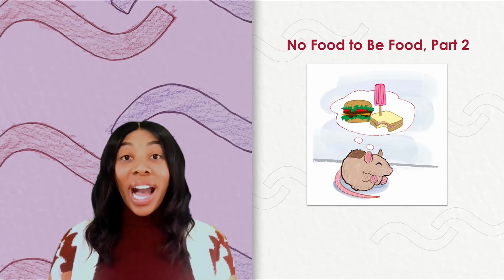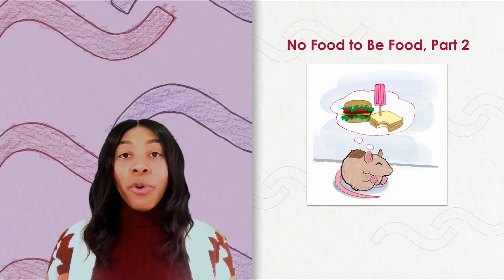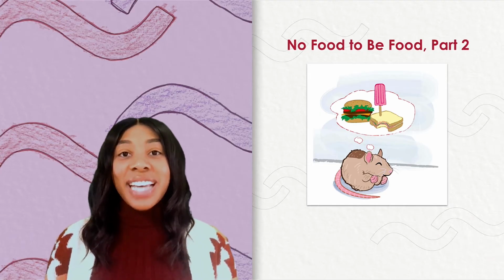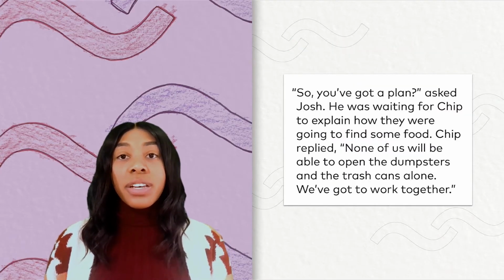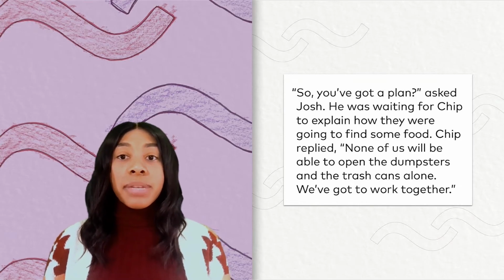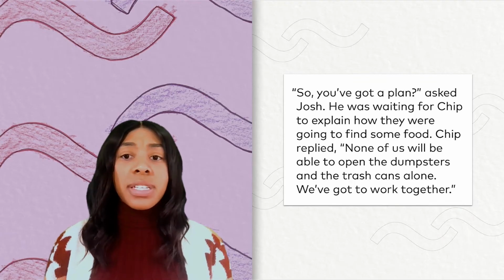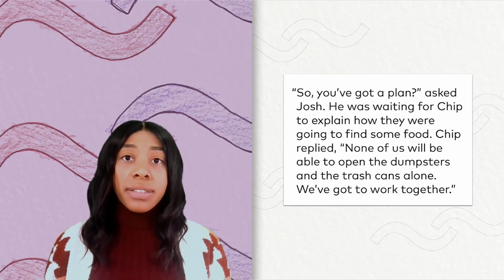Fluency. Now I am going to read a part from No Food to Be Found, Part 2. Listen carefully to how I read it. So you've got a plan, asked Josh. He was waiting for Chip to explain how they were going to find some food. Chip replied, none of us will be able to open the dumpsters and the trash cans alone. We've got to work together.